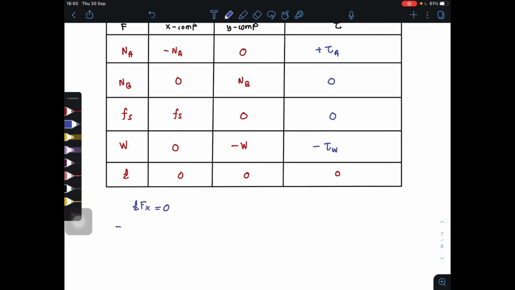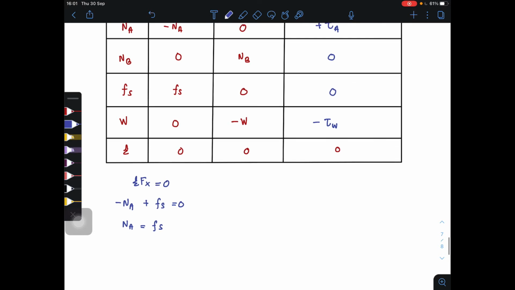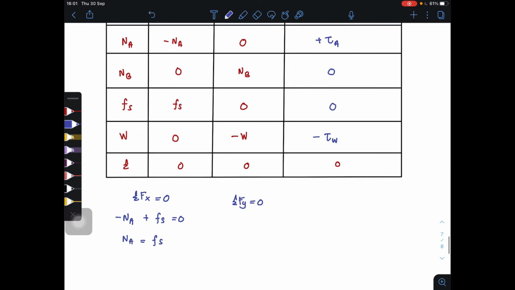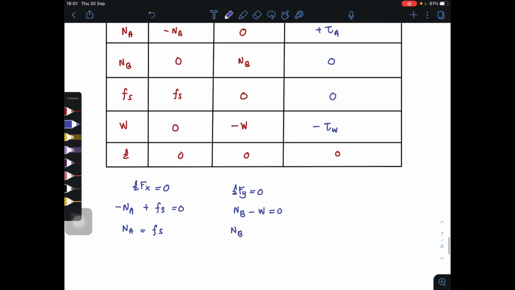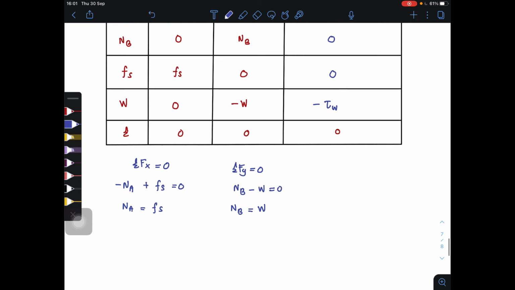So kita ada negative NA plus Fs sama dengan kosong. So from here we can say that NA is equal to Fs. Okay, and then untuk Y component, the sum of Fy is equal to 0. So NB minus W is equal to 0. Now NB is equal to W. So W dekat sini kita boleh selesaikan because we know W is equal to mg.